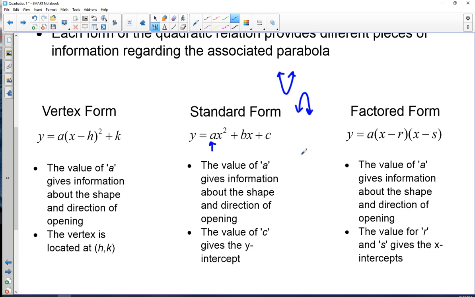Now, the interesting thing about standard form is the c value is going to give you the value of the y-intercept.